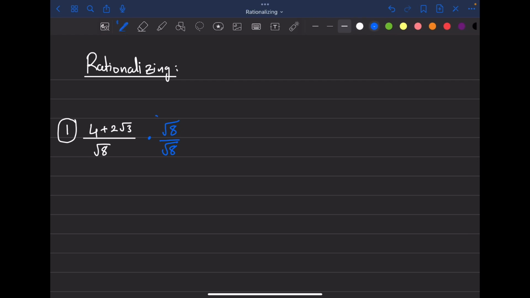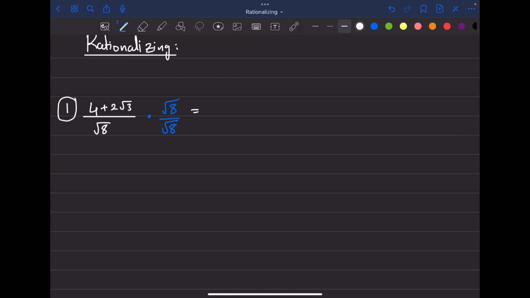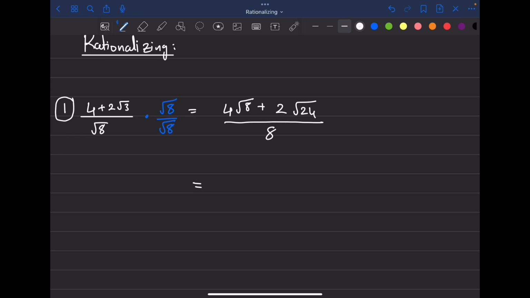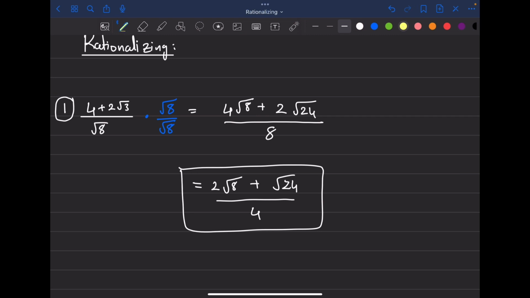And since root 8 over root 8 is equal to 1, we're not changing this number. It's still the exact same number. We're not actually doing anything to it, but changing how it looks. So this will give us, root 8 times 4 is 4 root 8, plus 2 root 24 over 8. Now we can simplify a bit, so this will give us root 8 times 2 plus root 24 over 4. And we're done, because now we got rid of the square root in the denominator, and we don't have to really do anything else. So that's the first question.